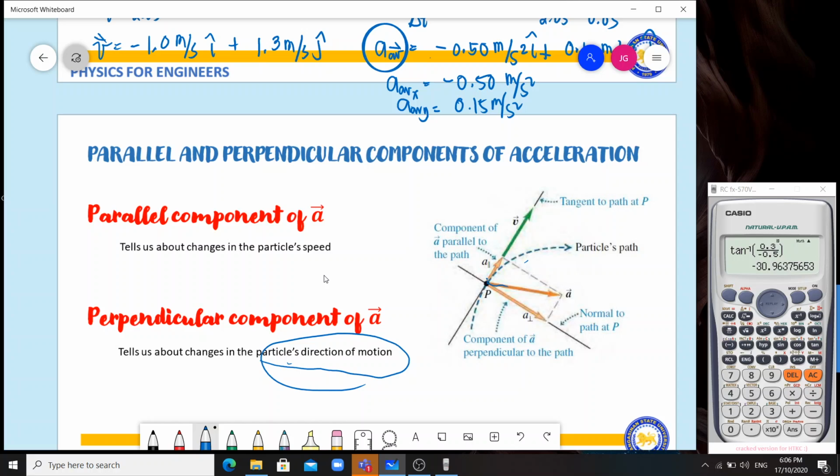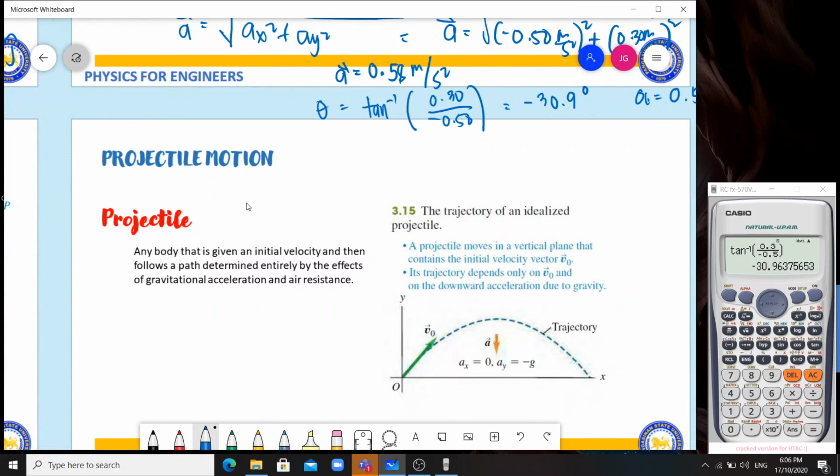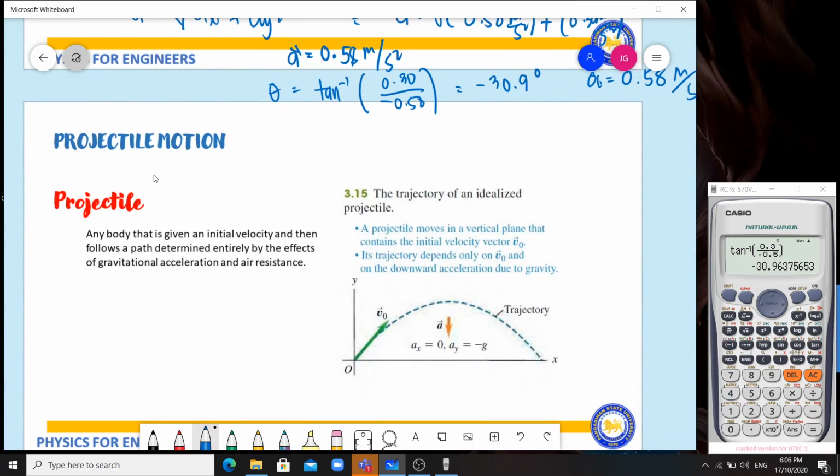Now, kapag sinabi mong parallel, kaya parallel kasi parallel siya dun sa speed or dun sa velocity vector. Ngayon, pag parallel component of acceleration, it tells us about the changes in the particle speed. Okay? Ang perpendicular component ng acceleration is change in the direction of motion. Okay? So, ganun lang. And, kasama rin sa 2D or 3D motion is the projectile.